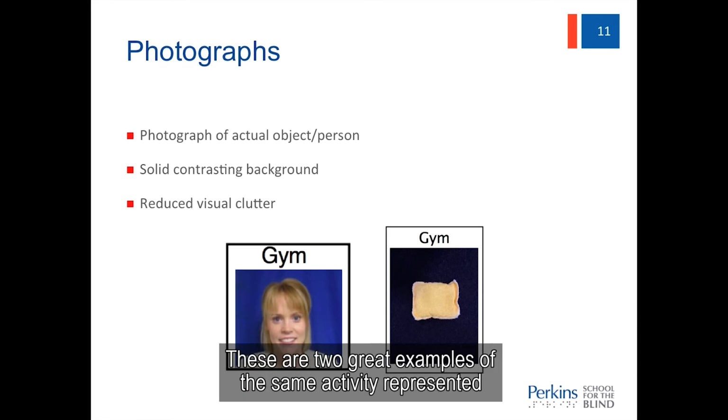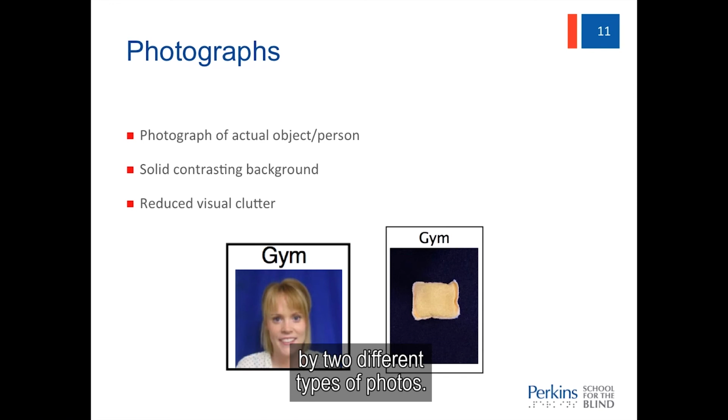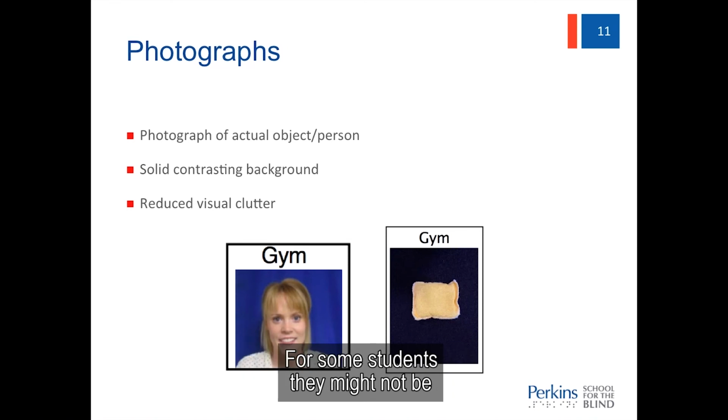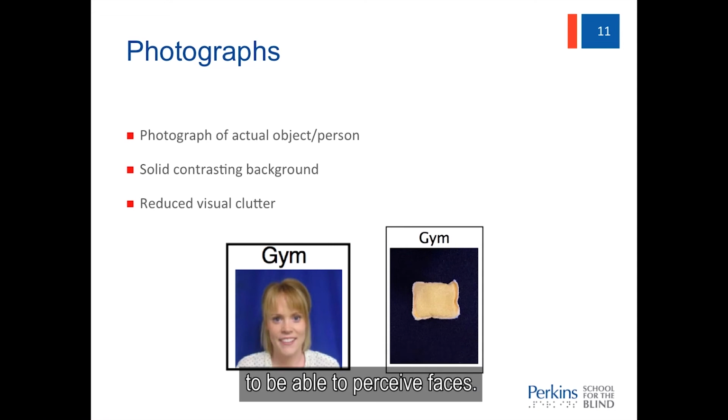These are two great examples of the same activity represented by two different types of photos. On the left, it's a photo of the teacher, and they know that when it's time for gym, I go see Maeve because I recognize her face. For some students, they might not be able to recognize faces or have the visual acuity to be able to perceive faces.